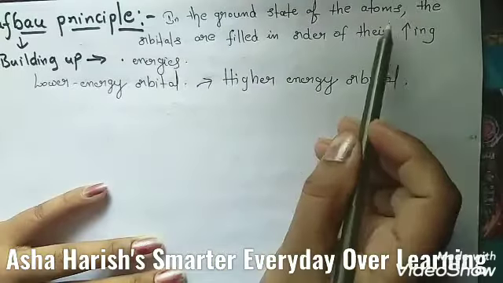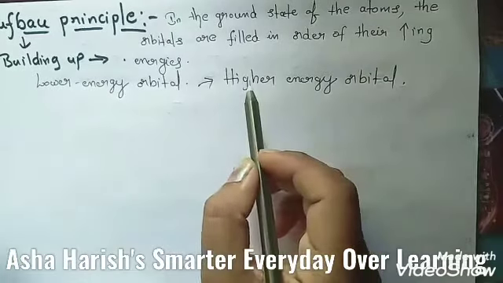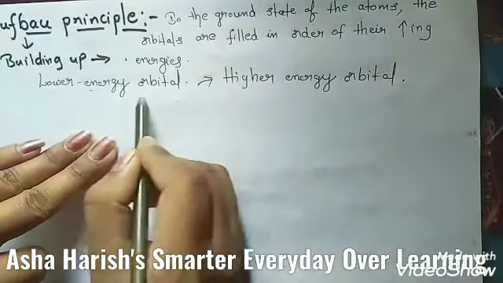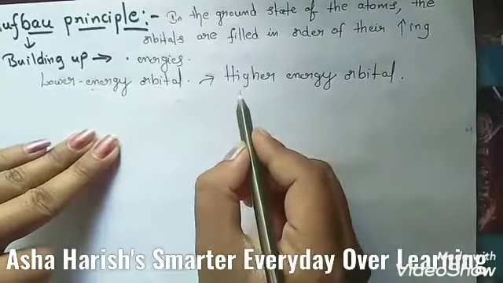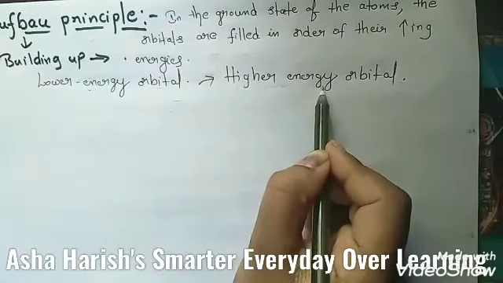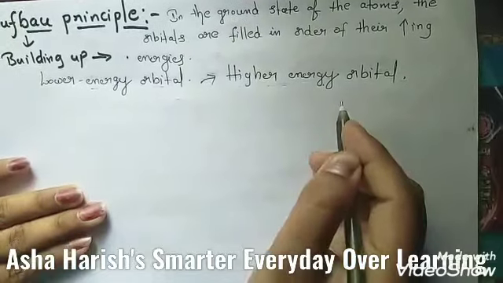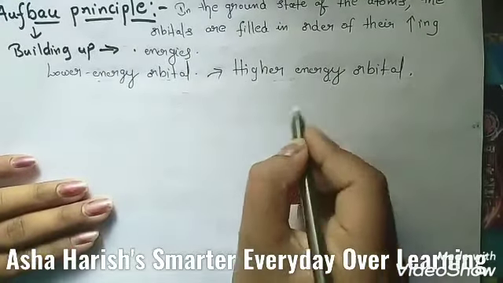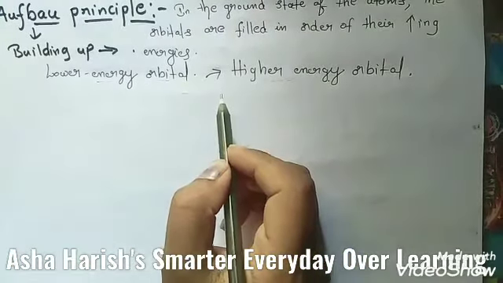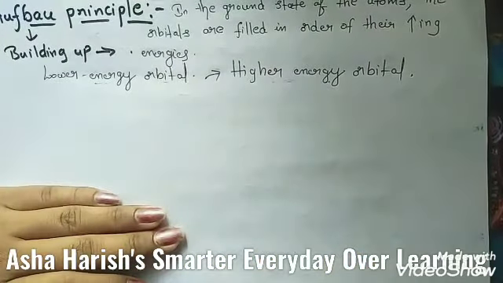In the ground state of the atoms, the orbitals are filled in order of their increasing energy levels. That means students, the electron first occupies the lower energy orbital available to it and then enters into the higher energy level orbital. For this we have to draw the Moeller chart. The order in which the energies of the orbitals increase, hence the order of the orbitals, can be shown as follows according to the Moeller chart.